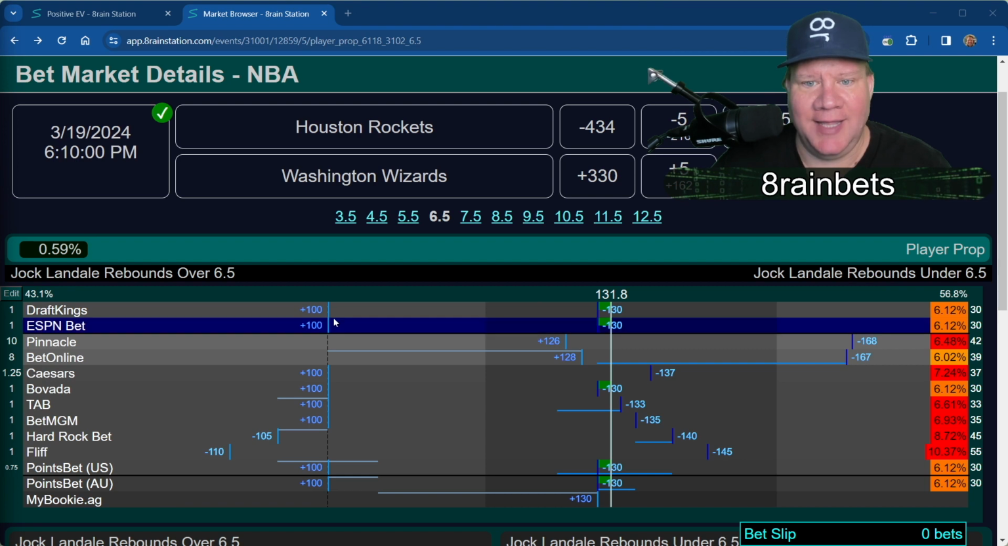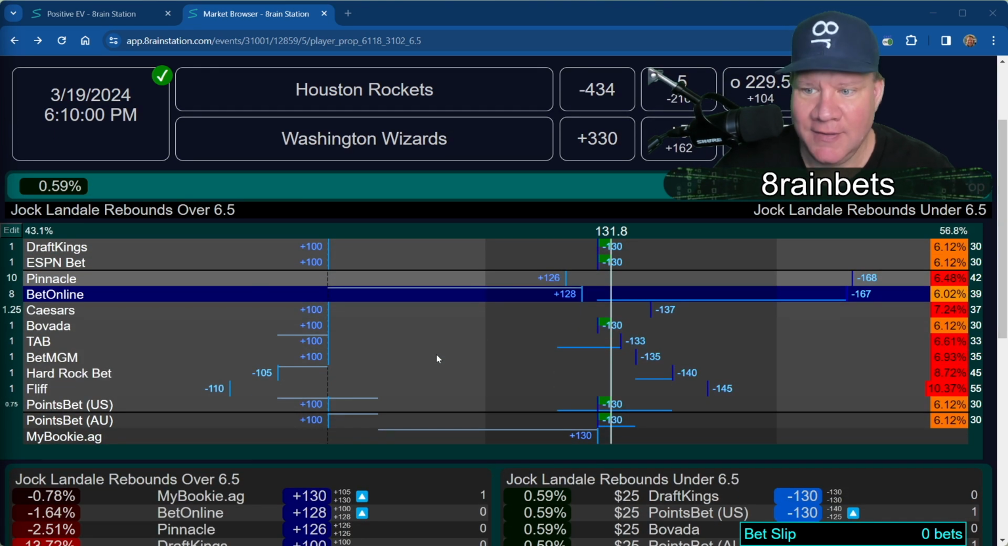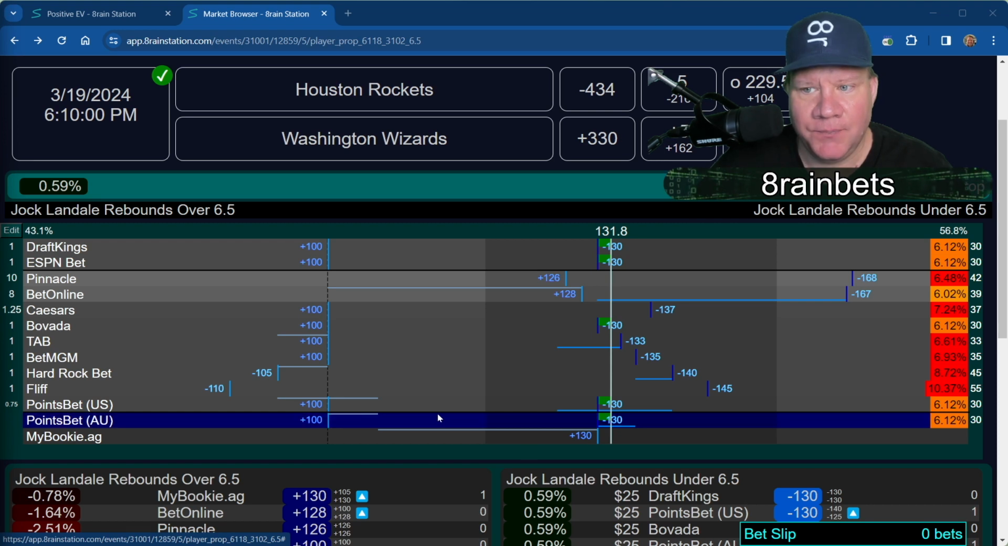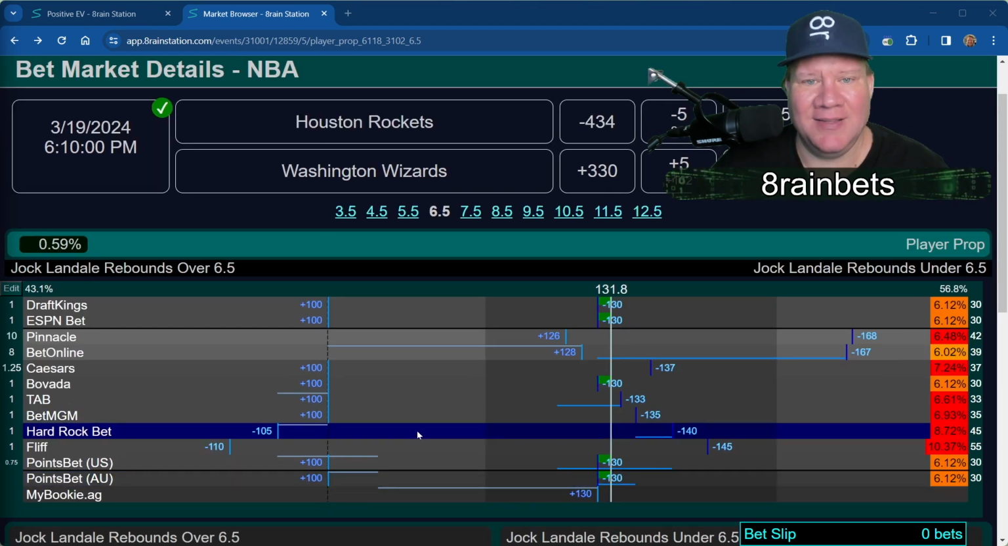0.59% EV for Jock Landale. Awesome name, by the way. Jock Landale rebounds under 6.5 over here at DraftKings. We're like, nah, 0.59. There's no EV in that.